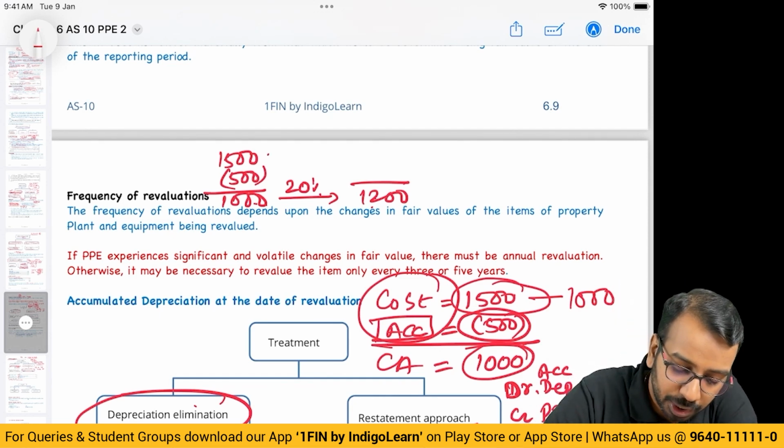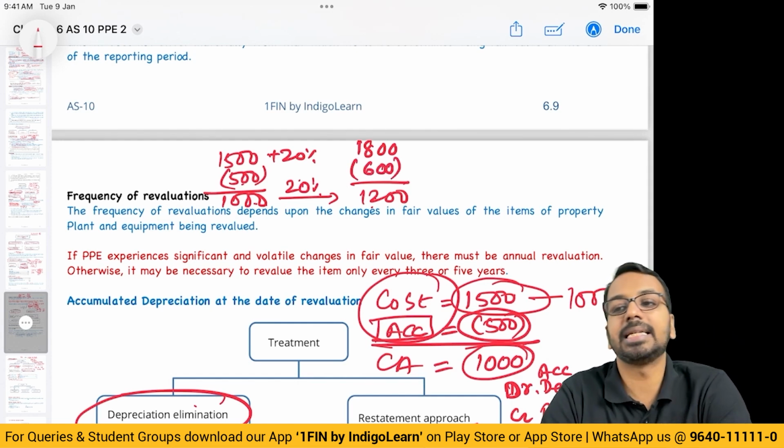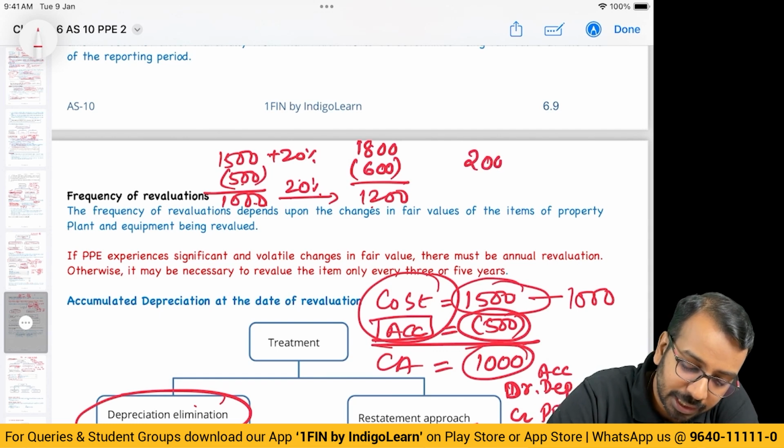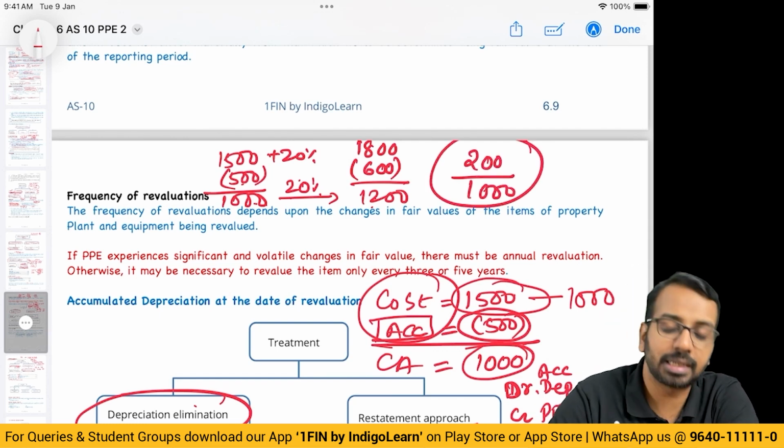So what you have to do here is also increase by 20%. So 1500 plus 20% makes it 1800, and 500 plus 20% makes it 600. This is called the restatement approach. Okay. Now, how did we get 20%? 200 is the increase and 1000 is the existing carrying amount.